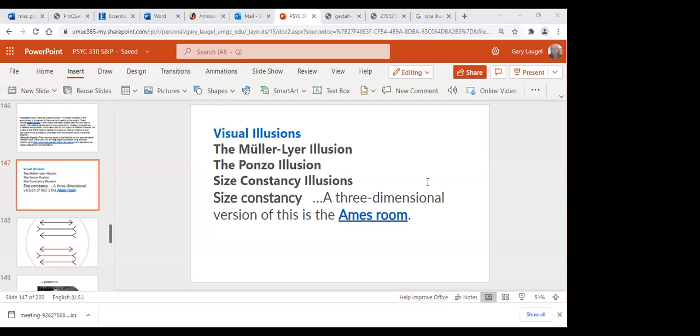Now, visual illusions, particularly some of the size illusions, are pretty interesting. We've mentioned other kinds of illusions like the Mach band effect, MACH, and we mentioned lateral inhibition is responsible for that. But some visual illusions are very common. The Müller-Lyer illusion is famous, right?